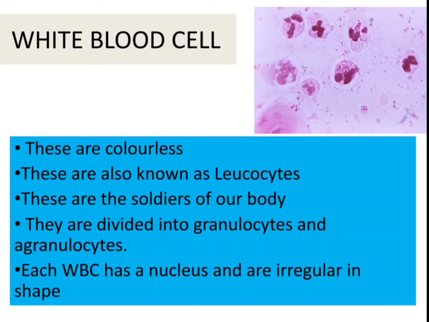Next come white blood cells. These are colorless. As mentioned in the picture, the WBC are of different kinds, so they look like that. These are also known as leukocytes. These are the soldiers of our body. These protect us from different pathogen attacks. They are divided into granulocytes and agranulocytes. Each WBC has a nucleus and is irregular in shape.